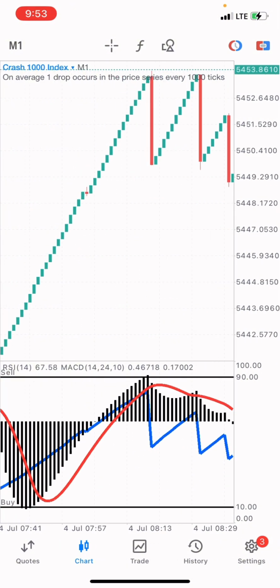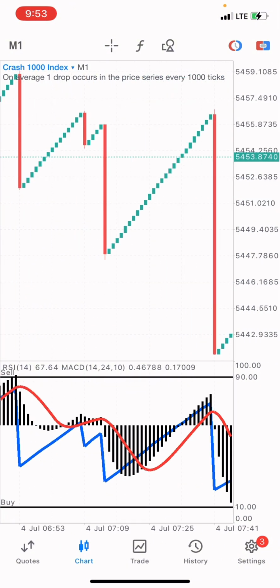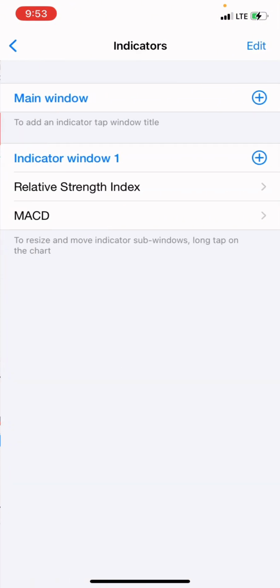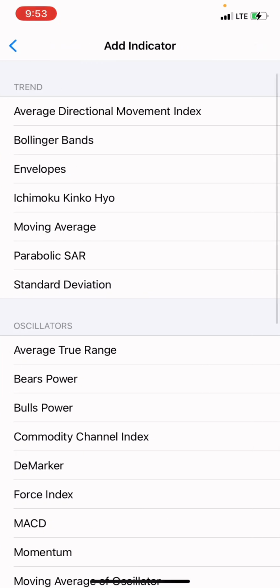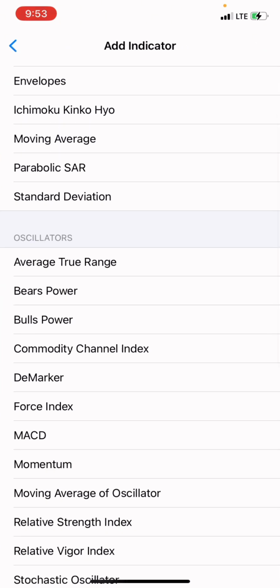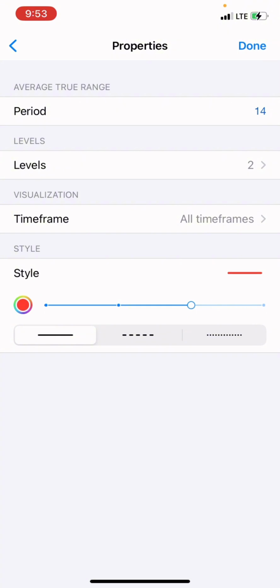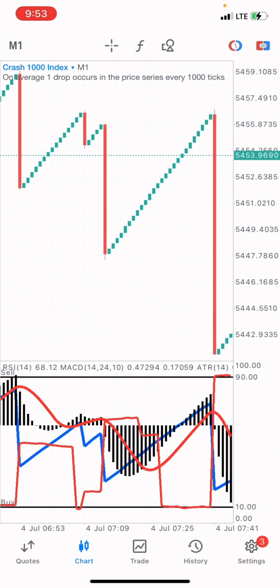All right, it's not all yet. We're going to put on the average true range indicator. We're going to put the average true range here, on period 14, as you can see, level 2. Then the style is going to be 3 pixels. Then this one here, which is this trade pattern. All right, now we are good to go.